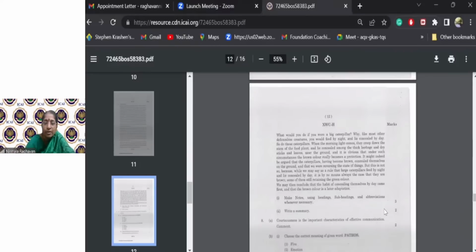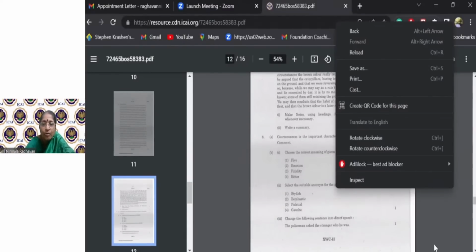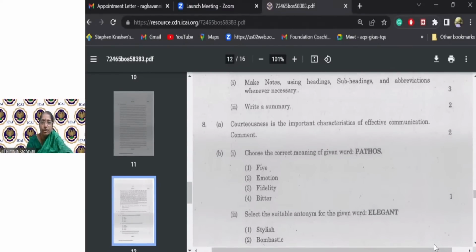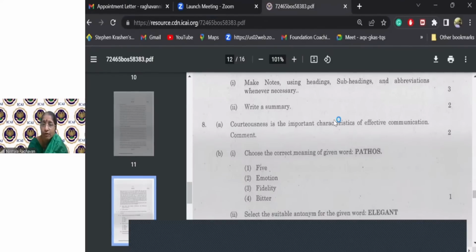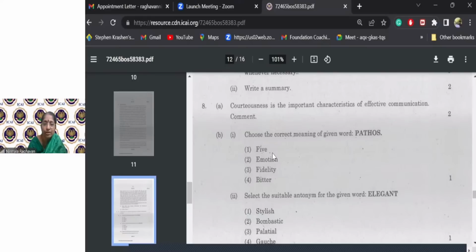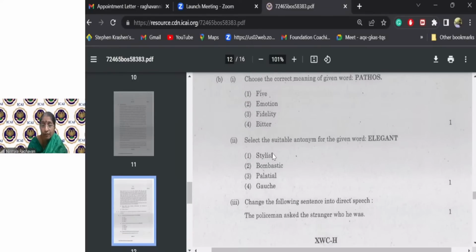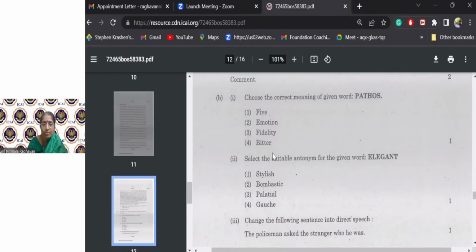So, after comprehension and note making, now comes the first question. It says, courteousness is an important characteristic of effective communication. Comment. Unless we are courteous, the other person may not even listen to what we are saying, so that becomes an important part of effective communication. That's only one question after the long answer question.